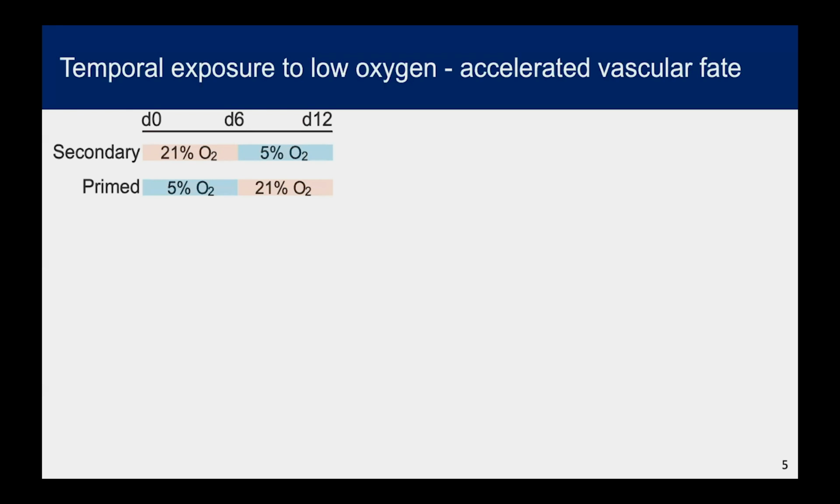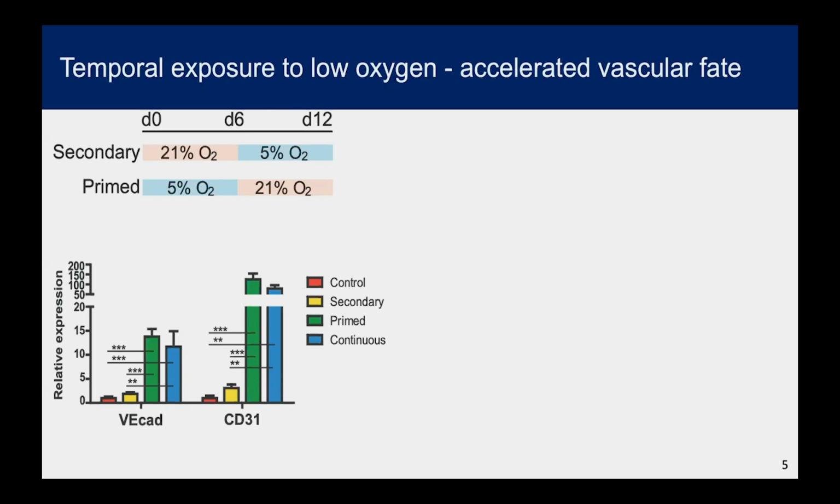So around the middle of the differentiation, around day 6, which is about mesodermal induction, we exposed the cells to what we call secondary hypoxic or prime hypoxia, as well as the control and continuous hypoxia. And what we have found is that when we expose the cells to either atmospheric condition or later stages of differentiation to hypoxia, we see no upregulation of specific endothelial markers V-cadherin and CD31. But we saw upregulation of these markers when we exposed the cells during early stages of differentiation to hypoxia.